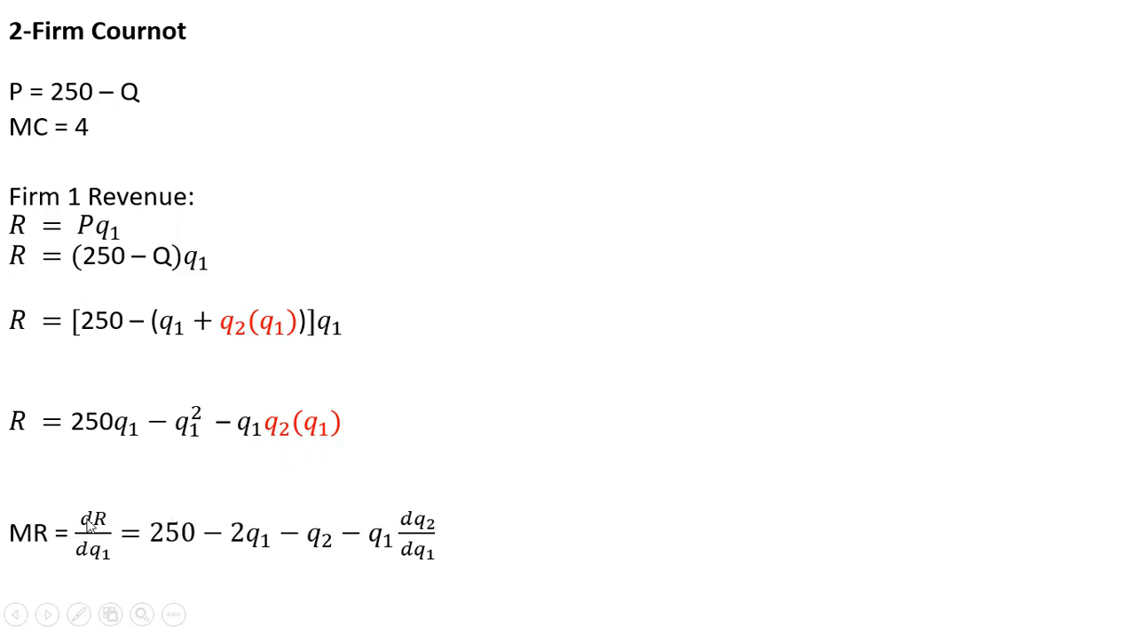Next, we get marginal revenue. Marginal revenue is the derivative of the revenue function with respect to firm 1's output, and we get this result right here. We're going to assume that this derivative, this last term on the right-hand side, is minus 1, like we stated on the first slide. So making that substitution, plugging in minus 1 here, marginal revenue equals the following. And that will simplify down to this expression.